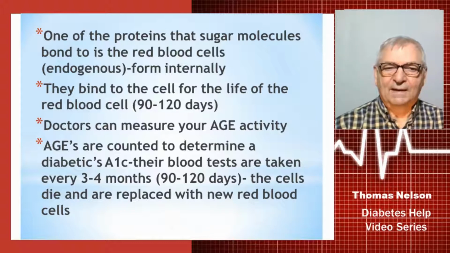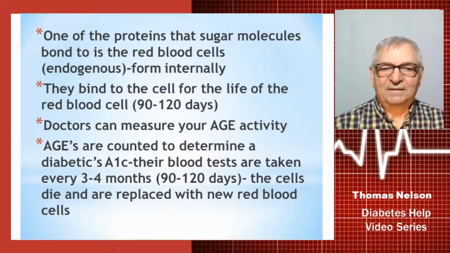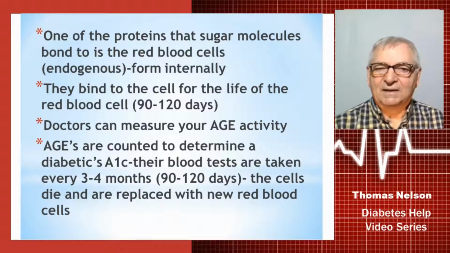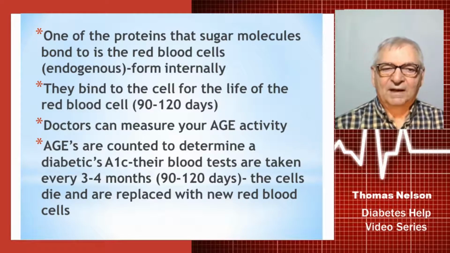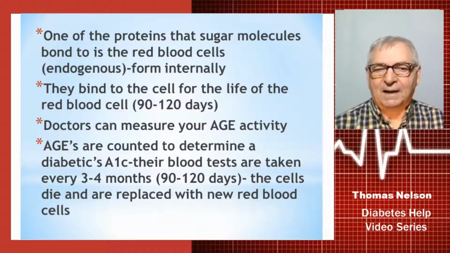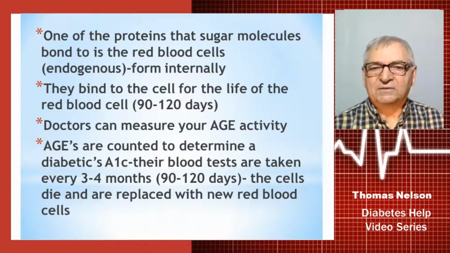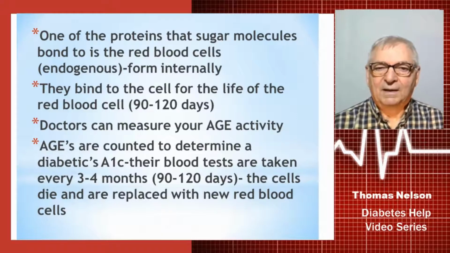So your doctor can actually measure your AGE activity. In fact, if you're diabetic, he does that every quarter of the year anyway. And that means that AGEs are counted when you get an A1C blood test. It's the AGEs that determine what your A1C actually is. So the blood tests are taken every 3 to 4 months, every 90 to 120 days, and the cells will be replaced with new ones, and so the doctor can get a snapshot every 90 days of how high your blood sugars actually went. Because the higher your blood sugars go, the more of these AGEs are going to form in the red blood cells. And so he can measure that.